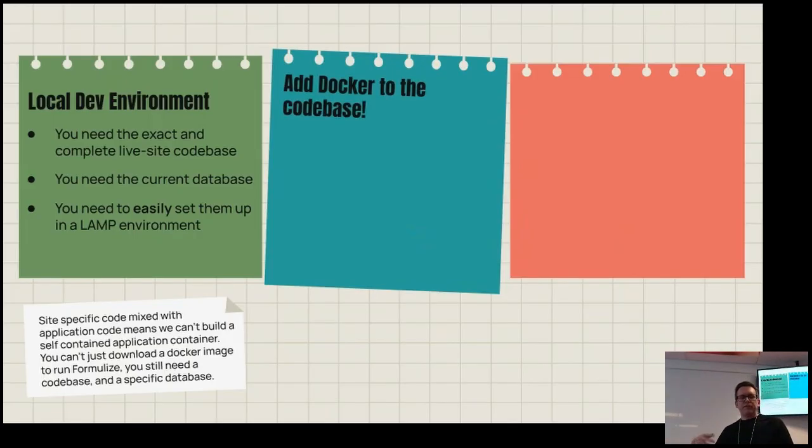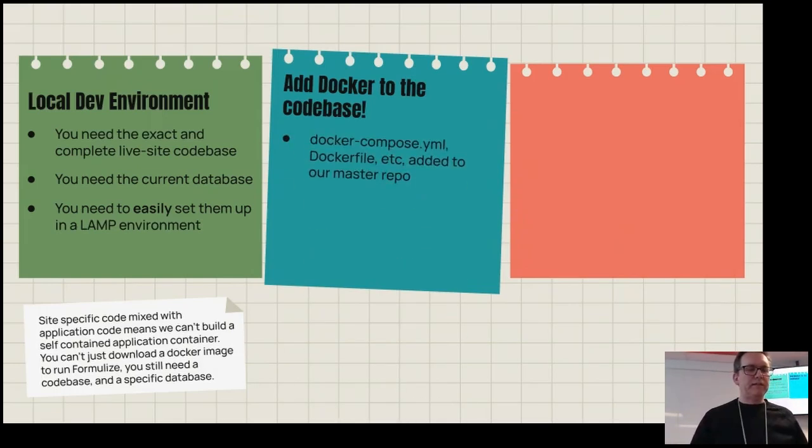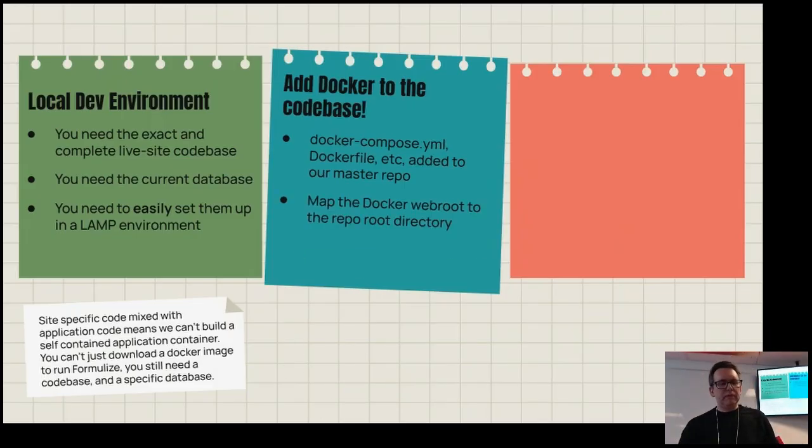So what's our solution? If we can't have a Formalize container that you can just instantiate and run, let's just turn every Formalize system into its own container, like add Docker to Formalize itself in the code base. So every system becomes potentially a containerized application. So we have a Docker compose and a Docker file in the master repo.